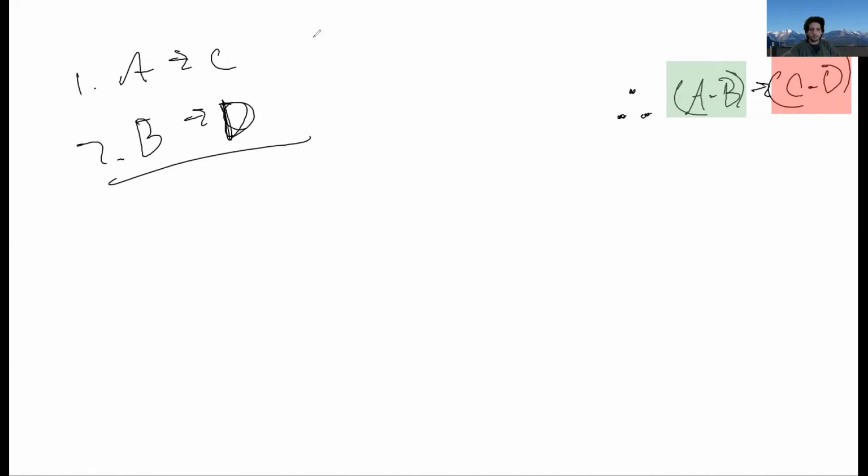Now all I'm going to do is take whatever was on the left side and put it at the top of the subproof, and put whatever's on the right side at the bottom of the subproof. And then after the subproof, I get exactly what my conclusion is.